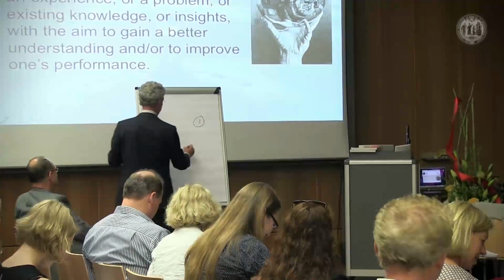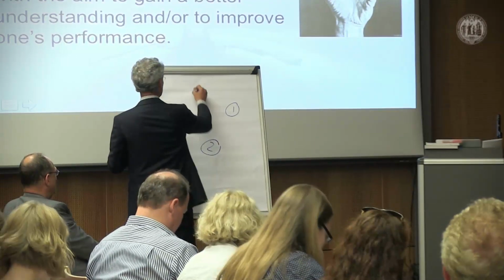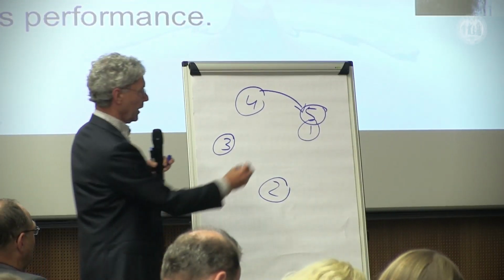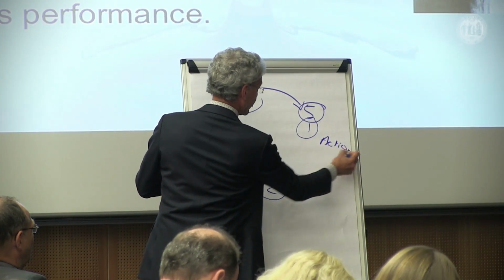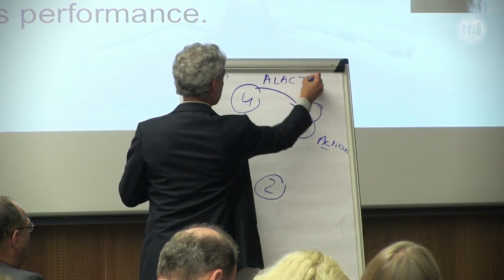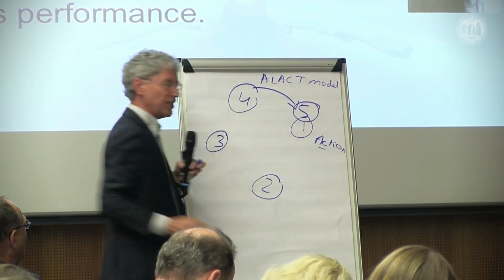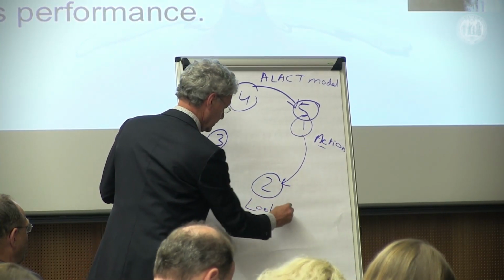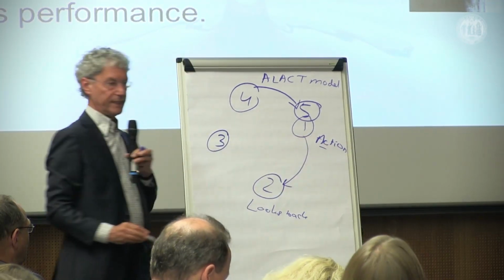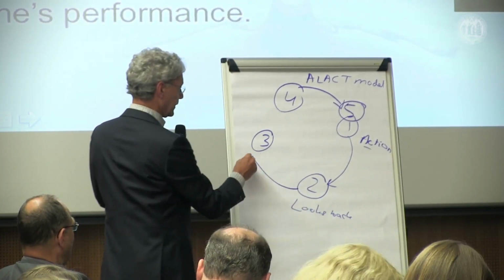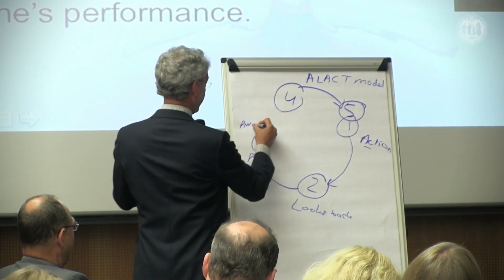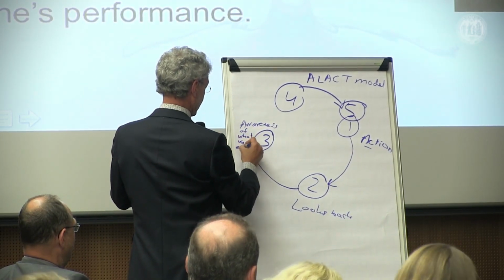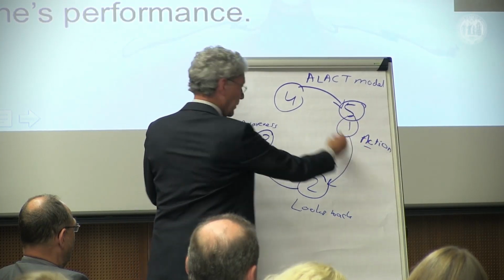So, there are 5 phases in this model, where the 5th phase is actually the start of a new cycle. And this phase is called action, the first letter of the ALACT model. The teacher does something, and then the teacher looks back on what he did and how it went, with the idea to become aware of what was essential in that experience, in that action.